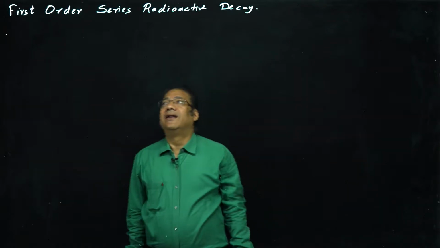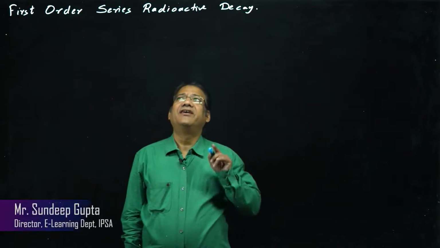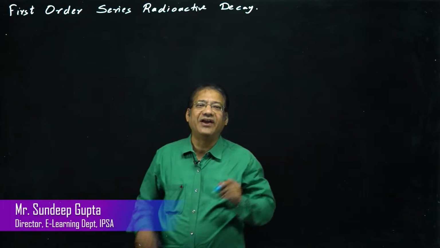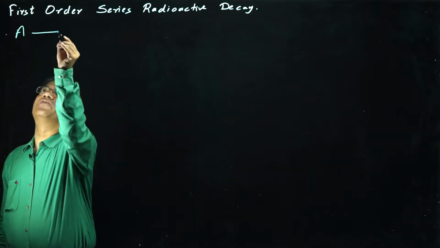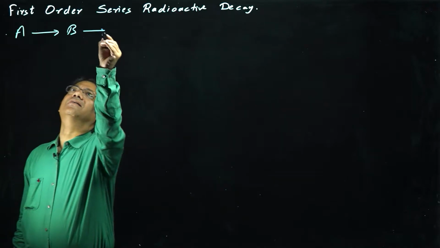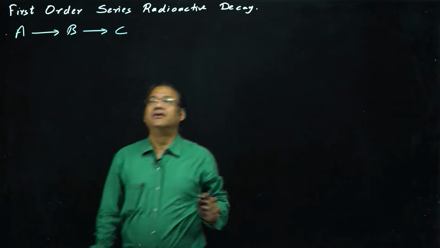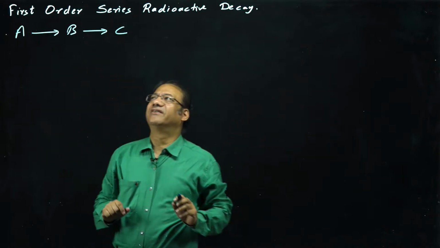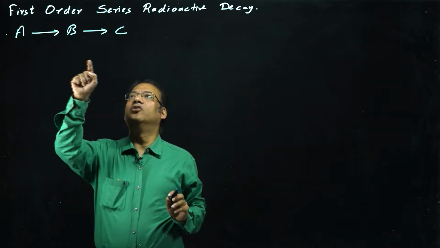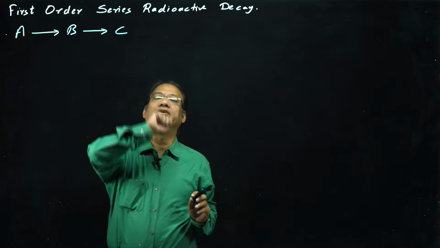Good morning everybody. Let's start first order series radioactive decay. We had already covered a lot of the portion of radioactivity and the mathematics related to it. Now this is the process. Here we can observe a series decay, A giving you B and B further decaying into C.